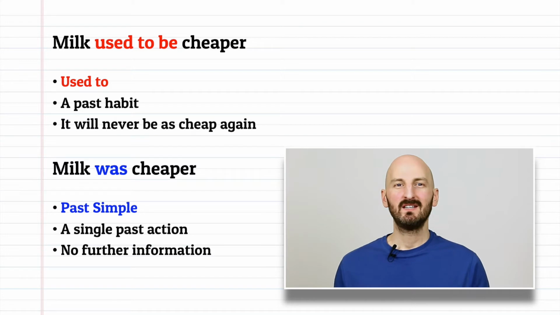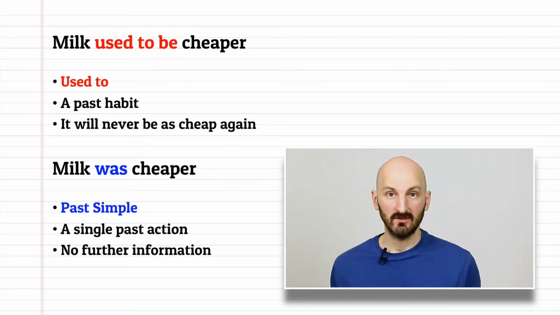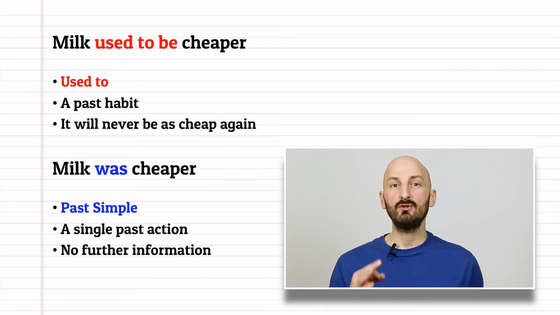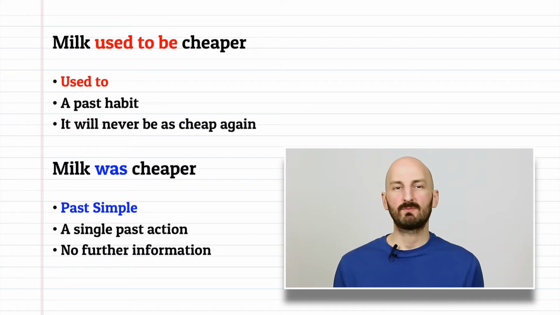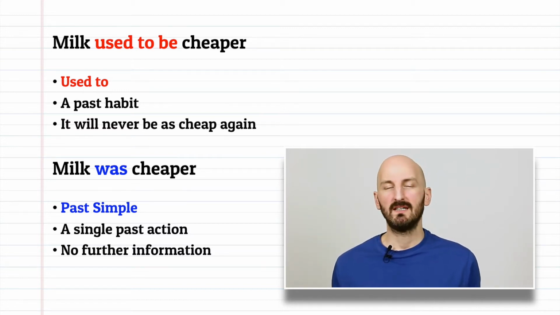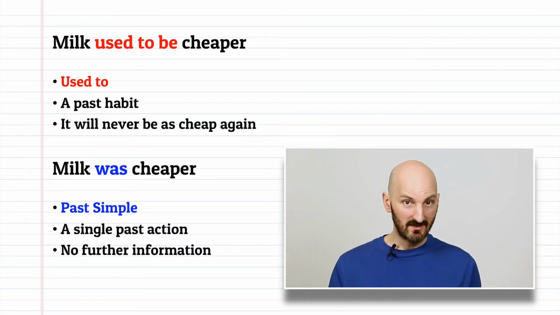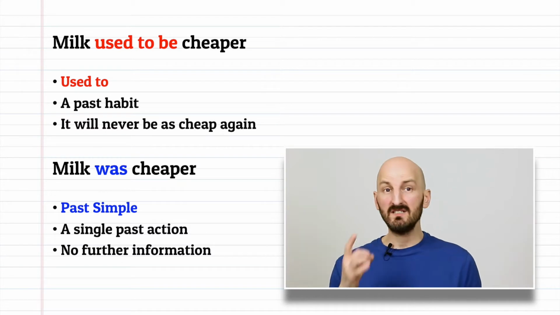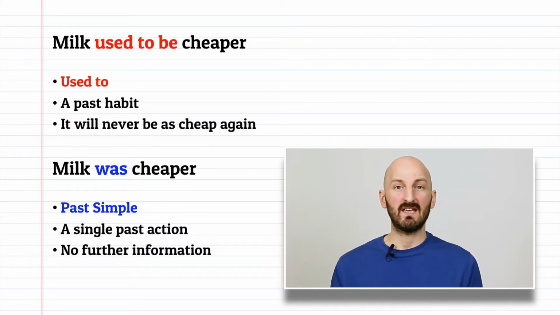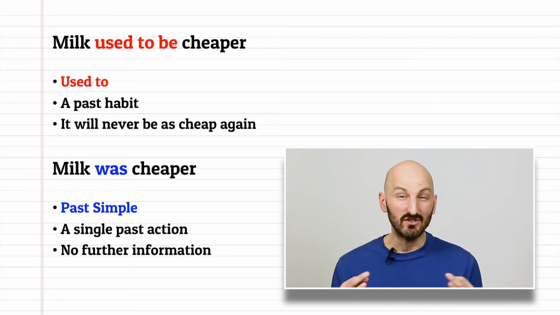Okay, now that's actions. What about past states? Milk used to be cheaper. This sentence describes a state, the cost of milk, using the verb be. Now we use used to show the milk was cheap for a period of time in the past, but it's now more expensive. So you might be thinking, well, why not just use past simple instead of used to? Why not just say milk was cheaper? Good question. And the answer is we use used to describe an action or state that will not exist again. In the example above, milk will never be as cheap again in the future. This is an implied meaning, and it's the difference between past simple and used to.